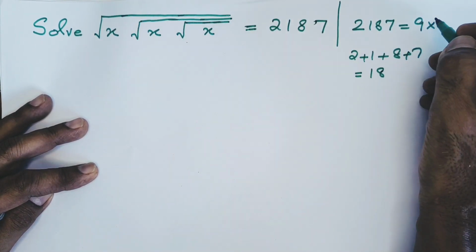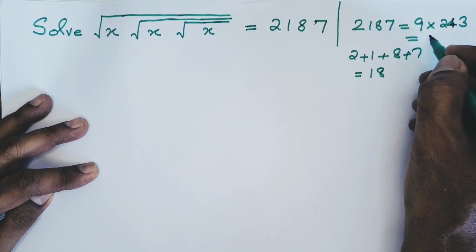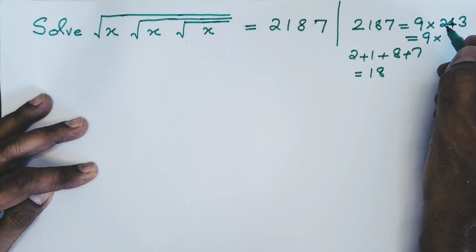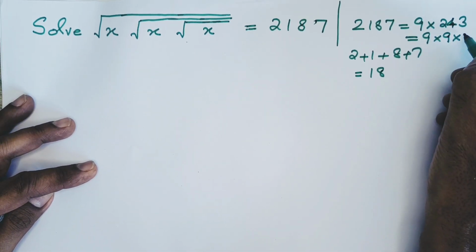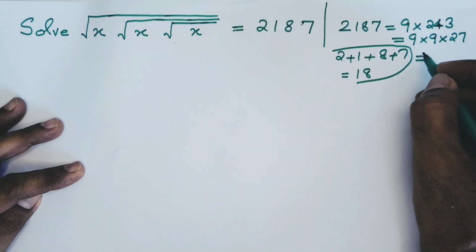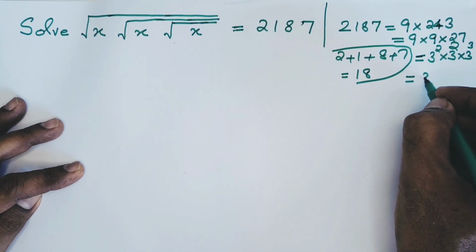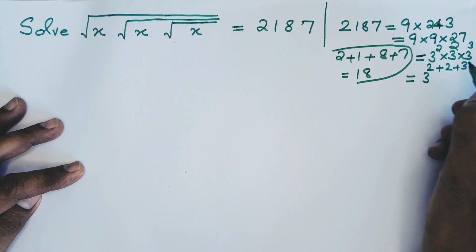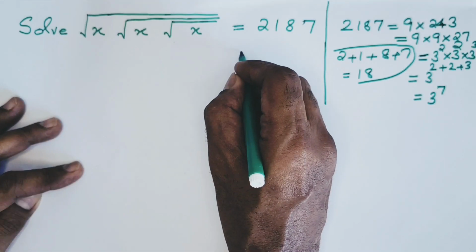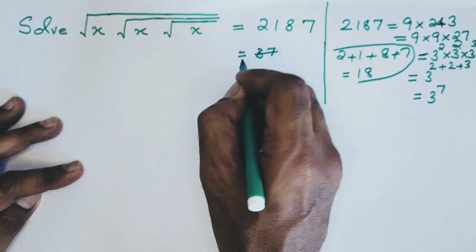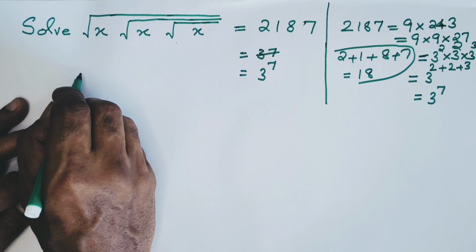So when you divide it by 9, you get 9 multiplied by 243. Now this again you can further simplify. Again 243 is divisible by 9 using the same logic, and you will get 27. Now this is 3 cubed. That on simplification, 3 power 2 plus 3, which is 3 power 7. So the right side number is 3 power 7. And the left side, let me write as it is.